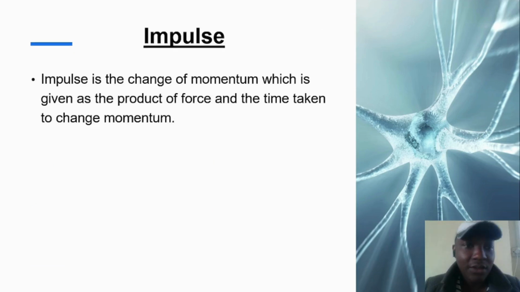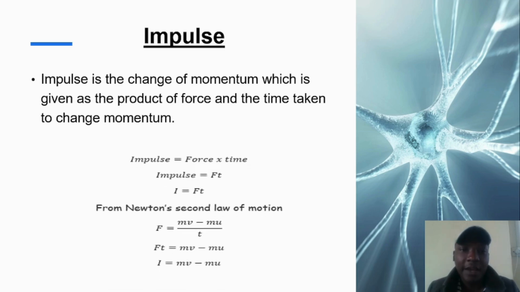Now let's see impulse. Impulse, what's the meaning? It's the change of momentum, which is given as the product of force and time taken to change the momentum. So you can simply say impulse is just the product of force and time. So impulse is equal to force times time. Here is the mathematical expression: impulse is equal to F times t, I = F × t.